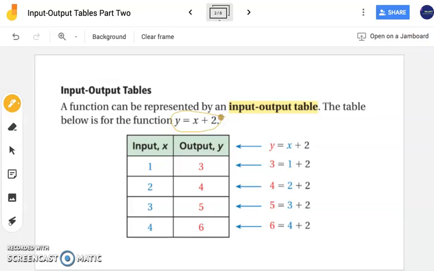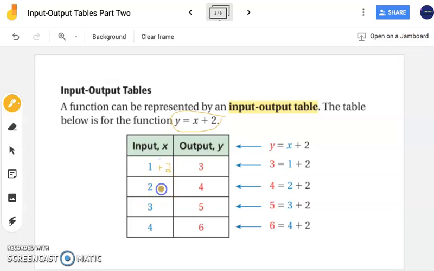Every input-output table will have an equation to describe what is happening there and what is that relationship between the input and the output. Now, this equation is used to help us find potentially any missing values in this table. Now, notice here our input is 1 and our output is 3. Now, that equation is telling us x plus 2. So if we add 2 to my x value of 1, 1 plus 2 is 3.